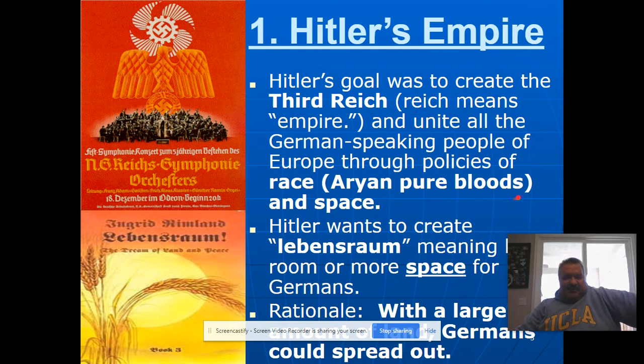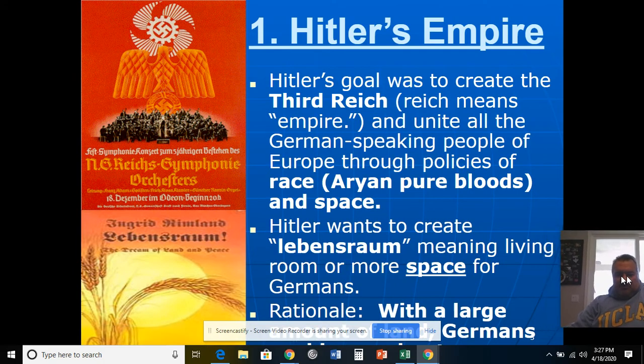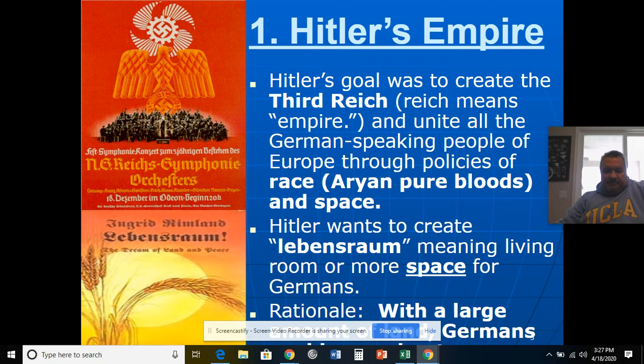Hitler wanted to create Lebensraum, or living space, for the German people. Of course, all people need living space, so this was just an excuse. But the rationale is with a large amount of land, the Germans could easily spread out. Notice the word Lebensraum here, associated with farm, country, spreading out.